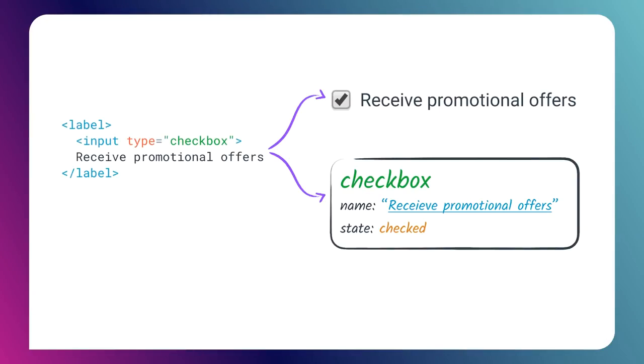So if you create a plain checkbox, a screen reader is going to announce it as a checkbox. It'll tell you its label if it has one, like we do in this case where it says receive promotional offers. And it'll also tell you the state of the checkbox, right, whether it's checked or not.